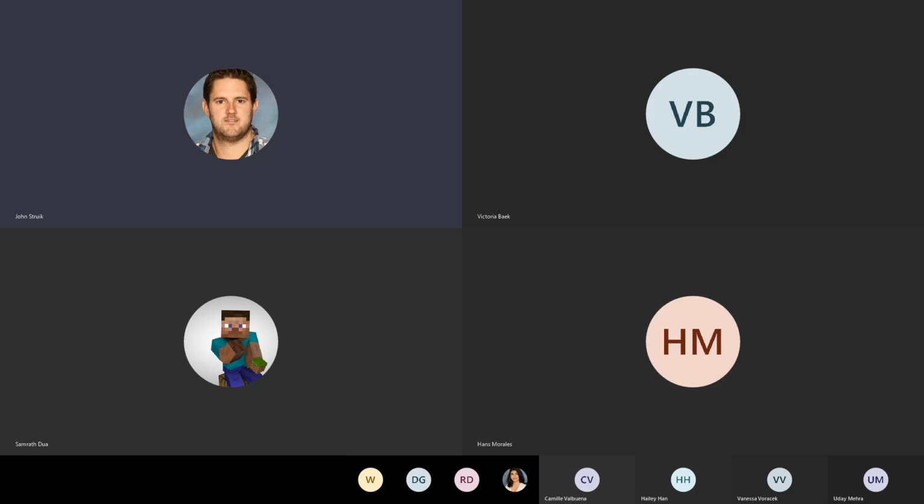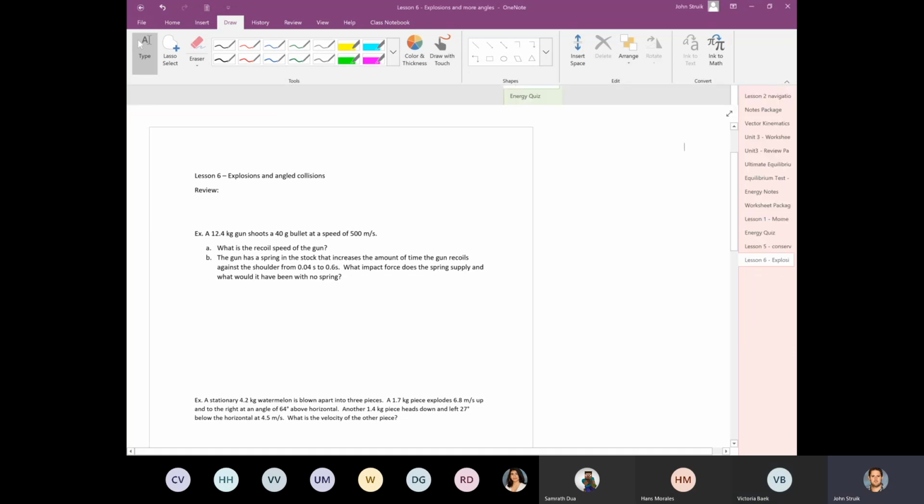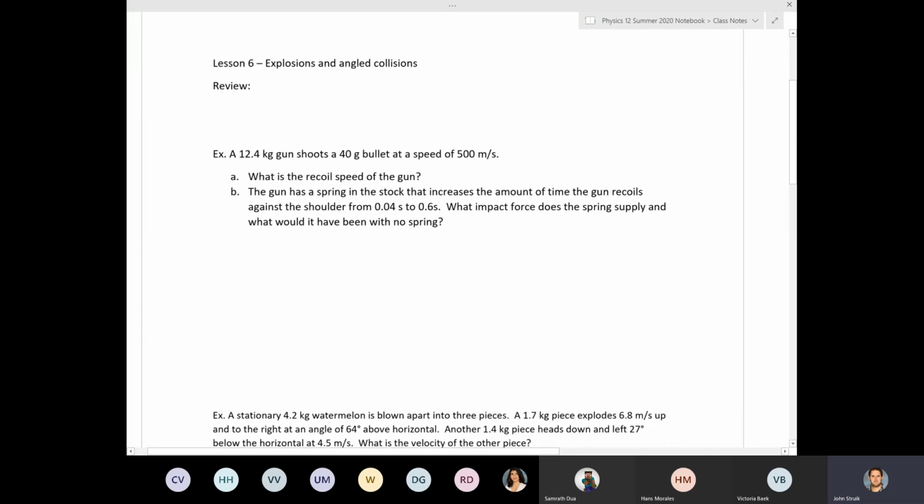Okay, so before we get to any of that, are there any questions from any of the worksheets? Yeah, I have a couple of questions from the worksheet package. Okay, no questions. Okay. So today we're going to talk about specifically explosions, and then we'll do another angled collision, but this time it'll be an elastic collision.